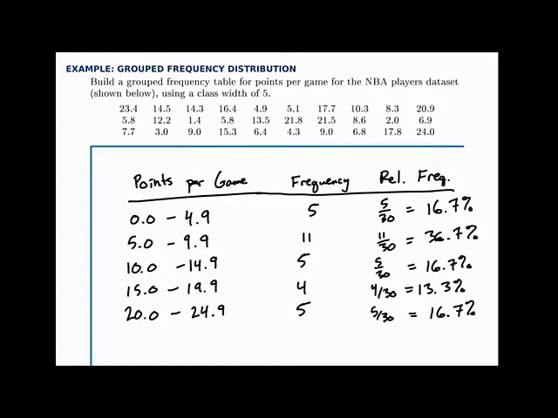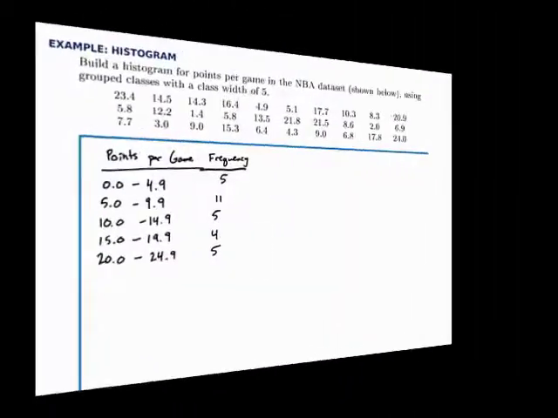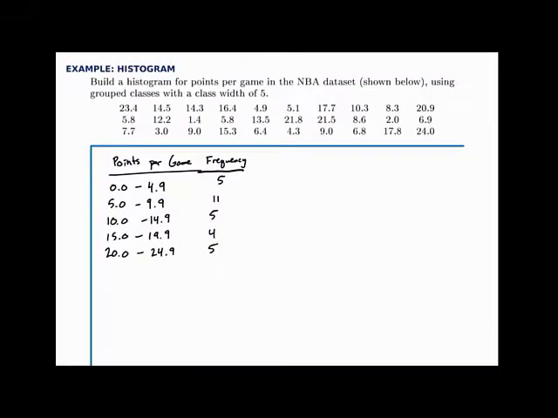So it's really just counting. The only thing to keep track of for grouped frequency tables is to make sure your classes are all evenly wide and that none of them overlap. That's the important piece. Here we'll build a histogram using the data set for the players in the NBA with their points per game listed here.